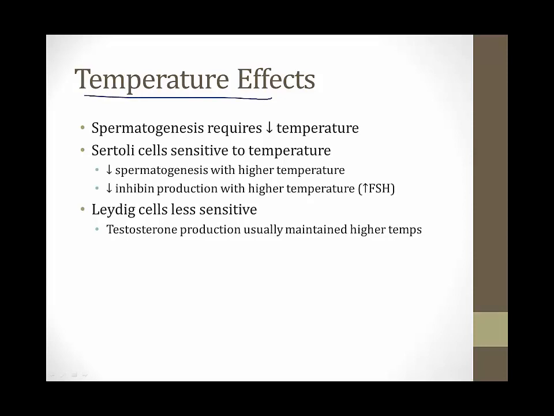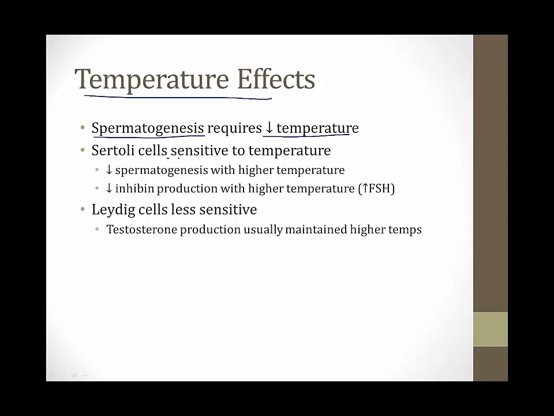I'm going to finish this module by talking about temperature effects on the testes. There's a reason that the testes are in the scrotum and not in the abdomen, and that's because spermatogenesis is more effective when the temperature is reduced. You can imagine how this developed evolutionarily. Males who had their testes in the scrotum were more effective at spermatogenesis and hence were able to reproduce more effectively.